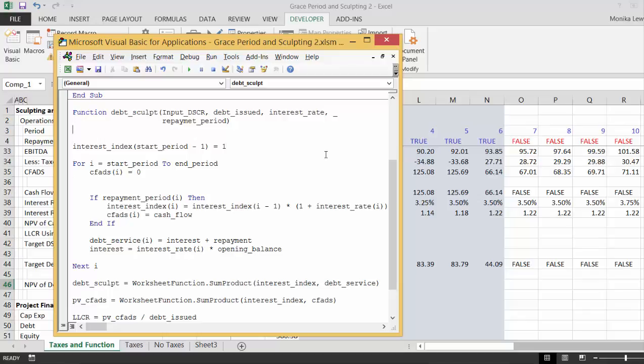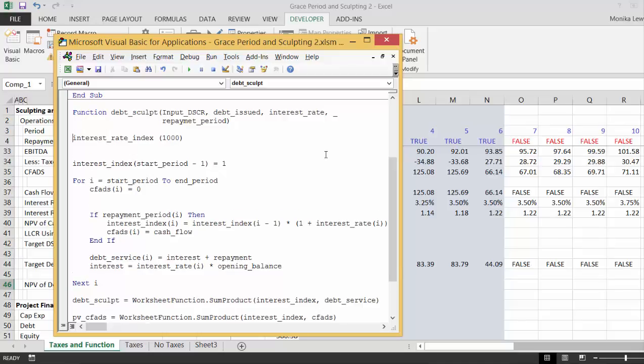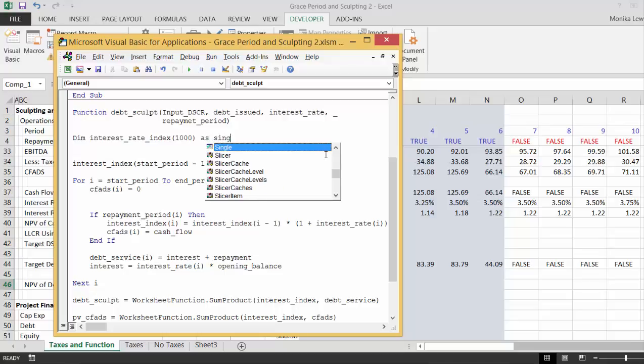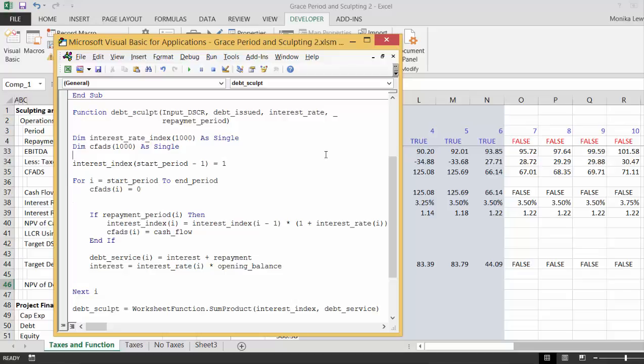Okay, and then up here let's put in the dimensions. Let's start. We better put the interest rate index, and let's make it 1,000. It doesn't matter. Now, I'm trying to talk while I do this, it's a little tricky, and then we'll put interest rate we've read in, but CFADS. Okay. Now, the debt balance. So let's put the debt service here too.